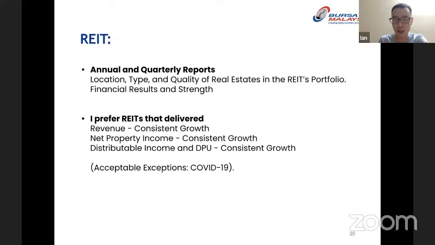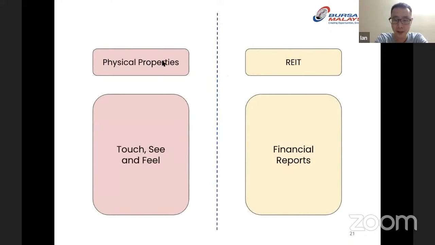So if the REIT reported a fall in income because of these kinds of circumstances, personally, I will accept. This is because, from an investor's point of view, I want to buy based on the REIT's true ability to generate income. So when it comes to homework, how do we do homework for both types of investments?